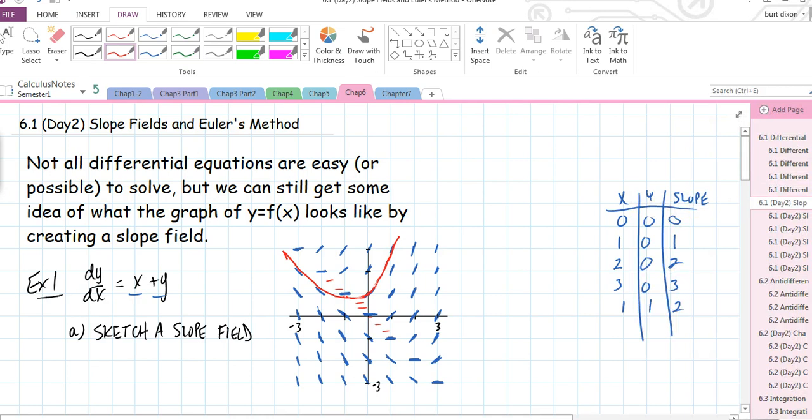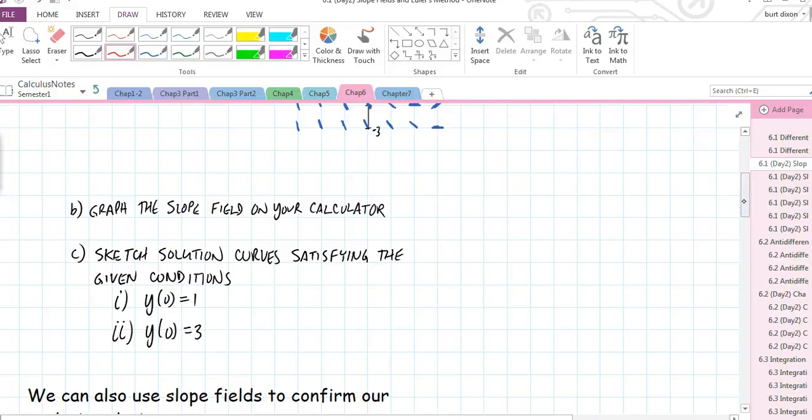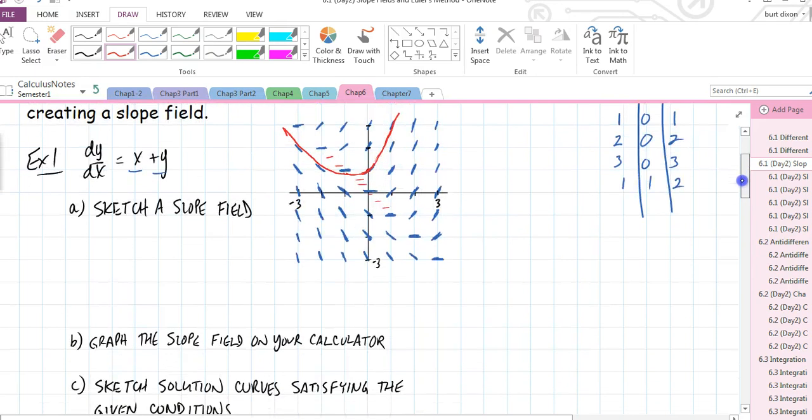Now let's go ahead and go on to part B, or part C rather. Sketch the solution curves satisfying the condition y of 0 equals 1. Now I've actually already done that. That was the first red curve that I drew. Y of 0 equals 1, so that means it's going through the point 0, 1. So I drew a red curve that goes through the point 0, 1.